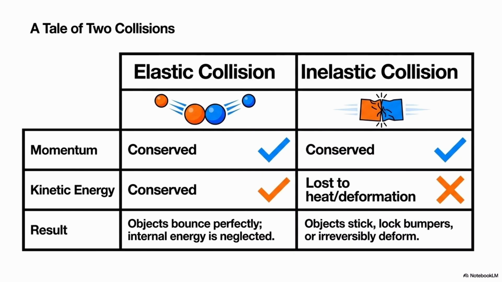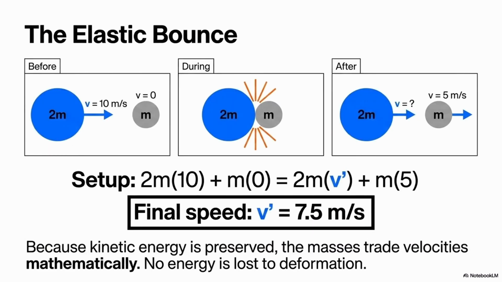Precisely. Let's look at the math for absolute beginners. Moving to the next slide, slide 7, the elastic bounce. We have a big mass, labeled 2 meters, moving at 10 meters per second, hitting a resting smaller mass. And because it's a perfect bounce, no energy is lost to deformation. Right. So the math on the slide shows the final speed of the smaller mass becomes 7.5 meters per second. They mathematically trade velocities without losing any energy. It's a totally clean handoff. A perfect transaction.